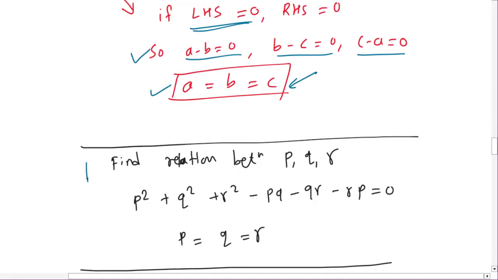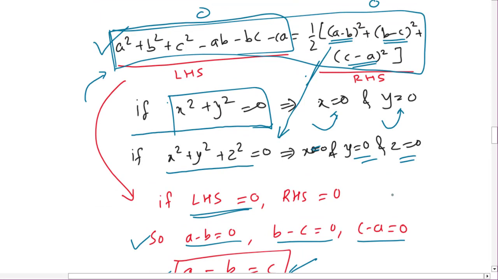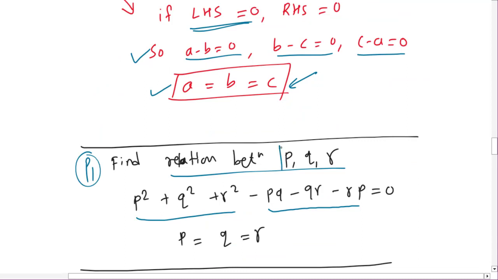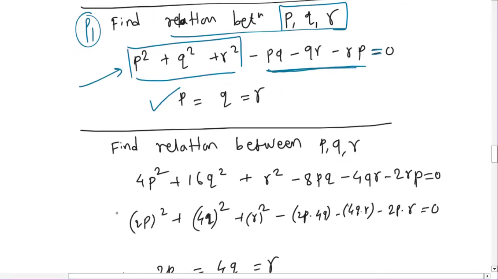So here this is problem number 1. Here they are asking the relationship between p, q, r, where p square plus q square plus r square minus pq minus qr minus rp is equal to 0. So you can see that this particular equation is exactly similar to the LHS. Okay, there are three variables p, q, r, and here is the sum of those squares, and here is the product of those terms pq, qr and rp. And if this is equal to 0, we can quickly say p is equal to q is equal to r. Now let us look at problem number 2.